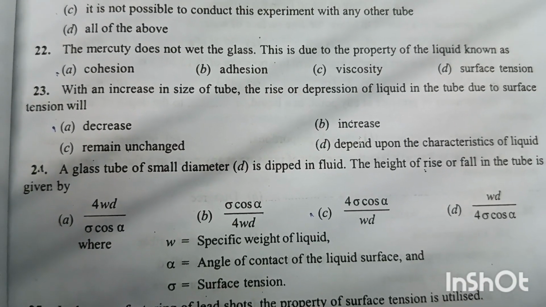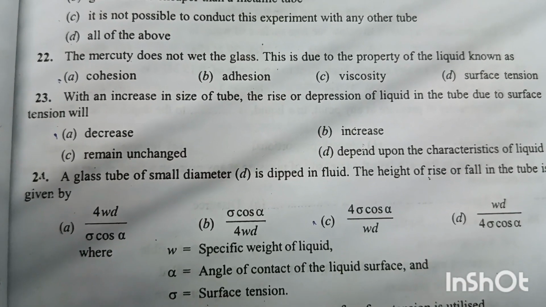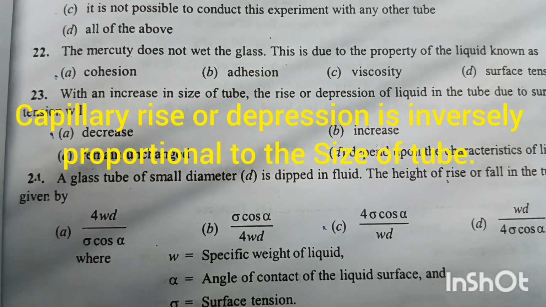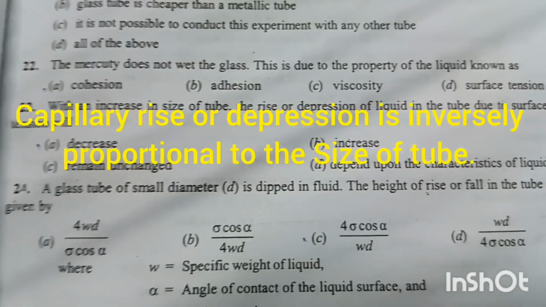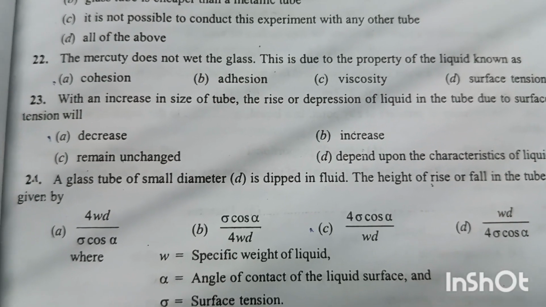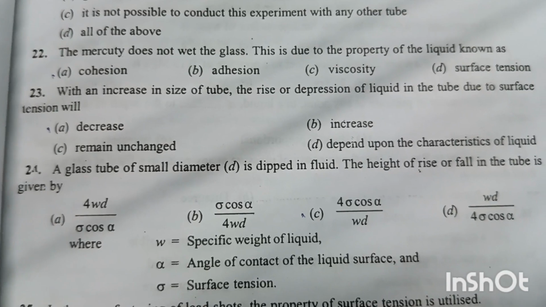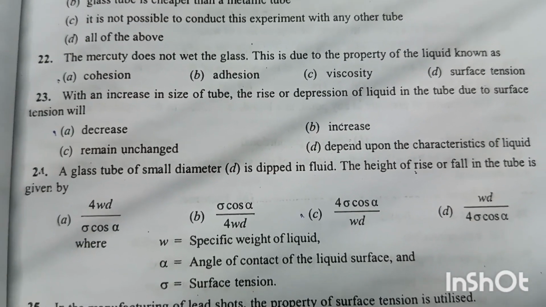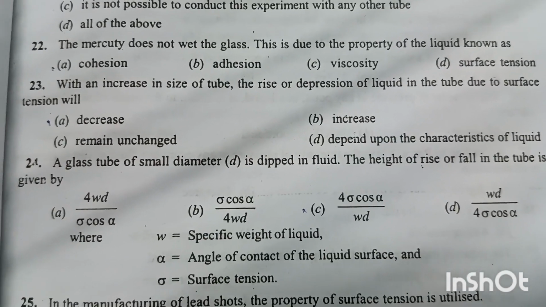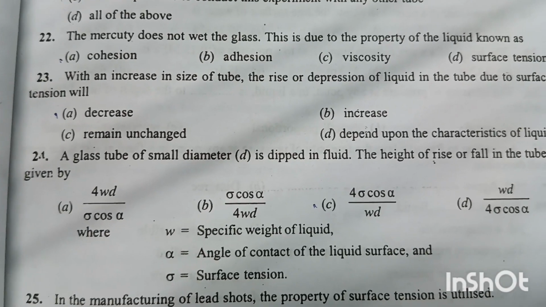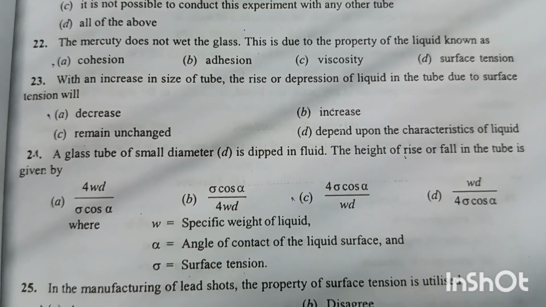Question number 23. With an increase in size of tube, the rise or depression of liquid in the tube due to surface tension will always decrease. Option A is right answer. We know the capillary rise or depression is inversely proportional to the size of the capillary tube. So if we increase the size of the tube, the rise or depression of the liquid in the tube will decrease.